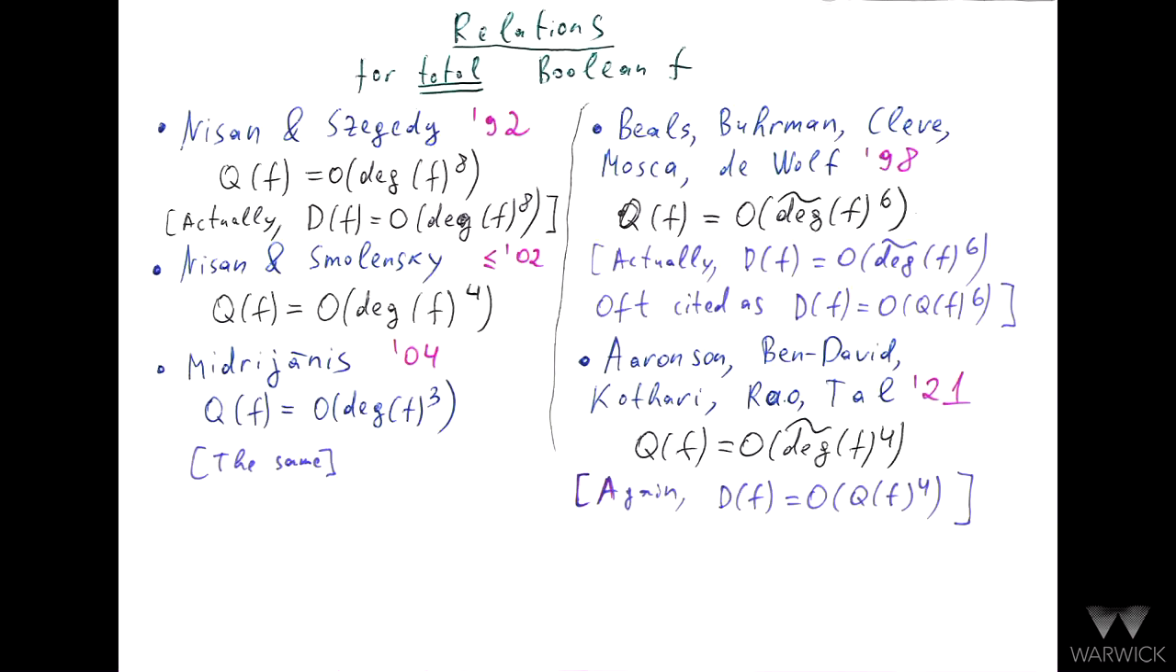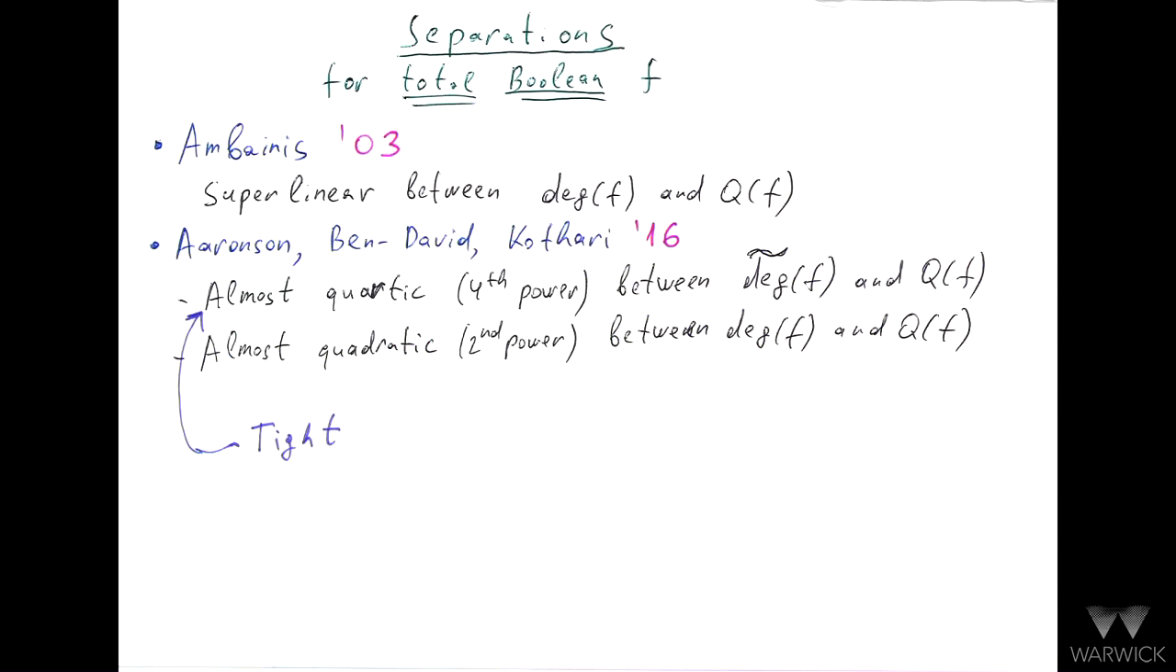There are also separations, and the separations are also polynomial, because the relations are polynomial. The first one was obtained by Ambainis in 2003, exactly 20 years ago, a superlinear separation between representing degree and quantum query complexity. Having a separation for the exact representing polynomial is better than for the approximate, because it's kind of a lower bound. If we get it for the representing degree, we automatically get it for the approximate as well. So it's a feature in this case, not a bad thing.